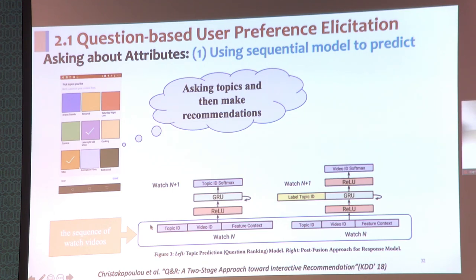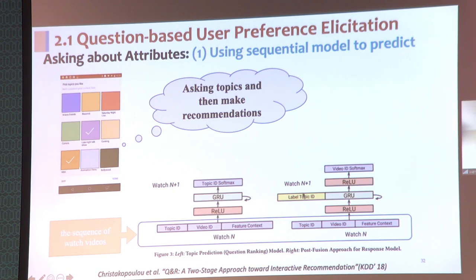Right, so here we have a sequence. Then this system just employs one LSTM to model this sequence and predict the next topic or next attributes the user wants to watch. Okay, this is attribute prediction. Then, how to integrate the predicted attribute for item recommendation?